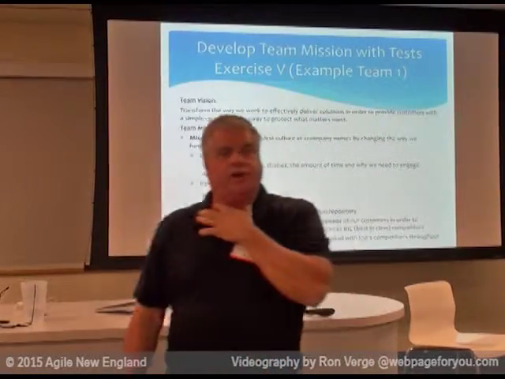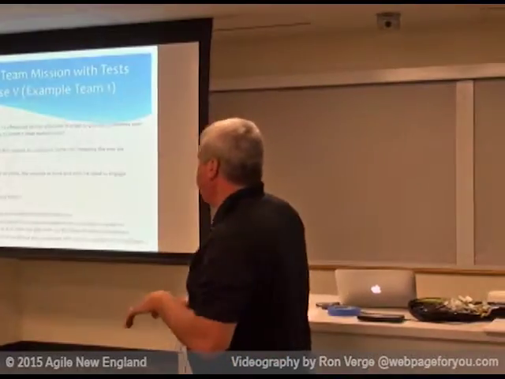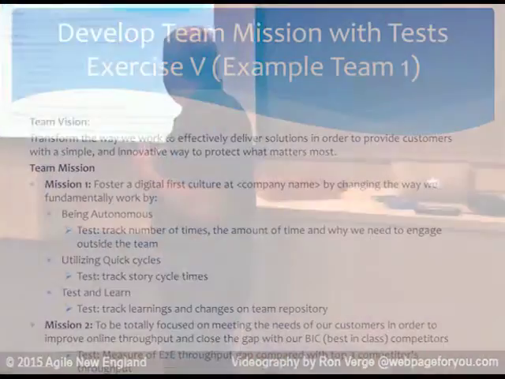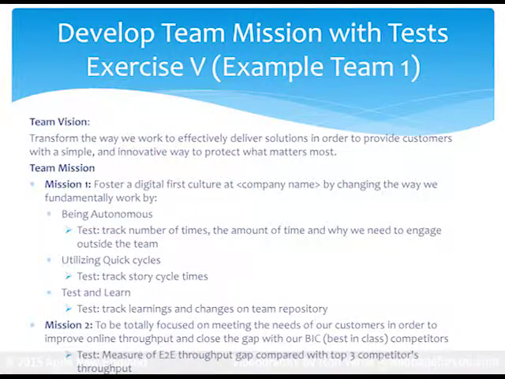So coming back to the example we keep returning to, for this team, for their first mission to foster a digital first culture, they came up with being autonomous as one aspect. So they're going to track the amount of times they have to engage with outside teams as a measure of how autonomous they are.